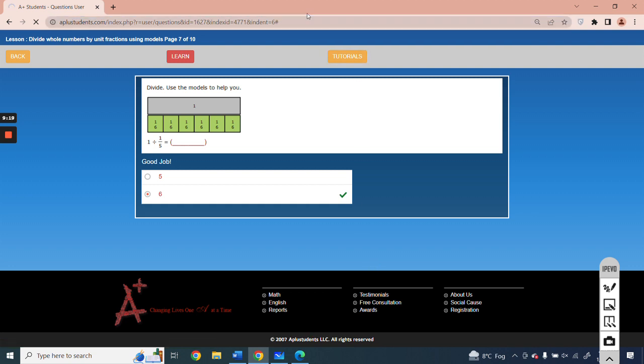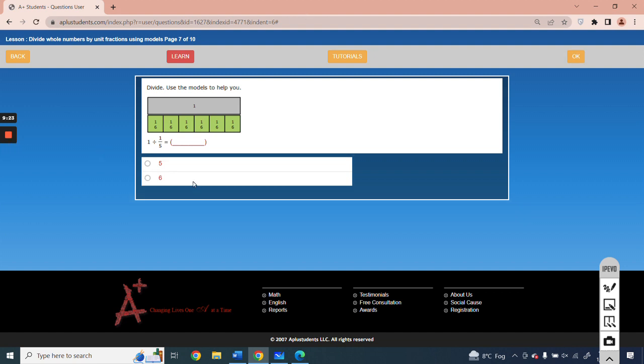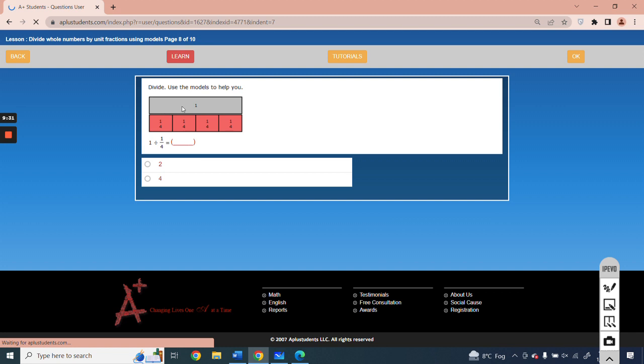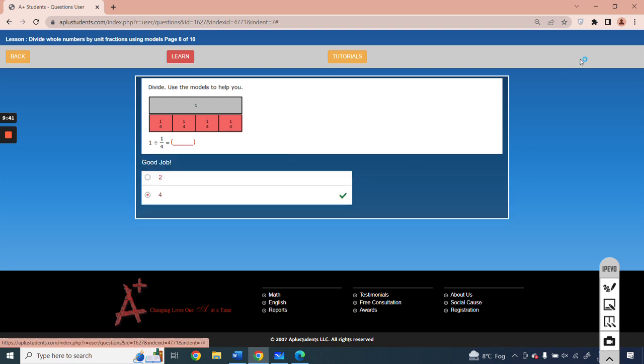Okay, let me just reload the page. So the correct option is 6. Okay, the next one is divide, use the models to help you. You have to divide 1 divided by 1 by 4. So which is the correct option? Yes, that would be 4. You can make 4 equal parts of 1/4 out of the 1.